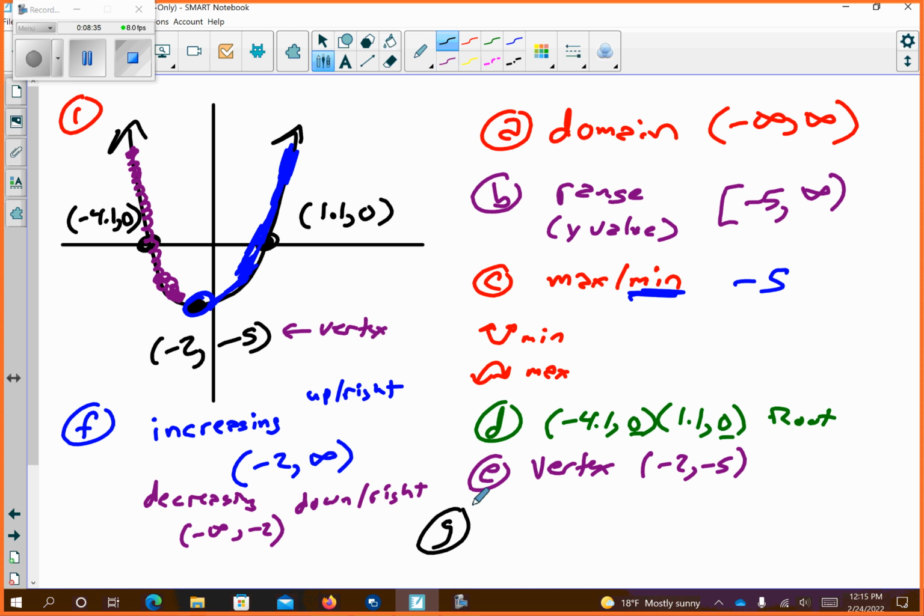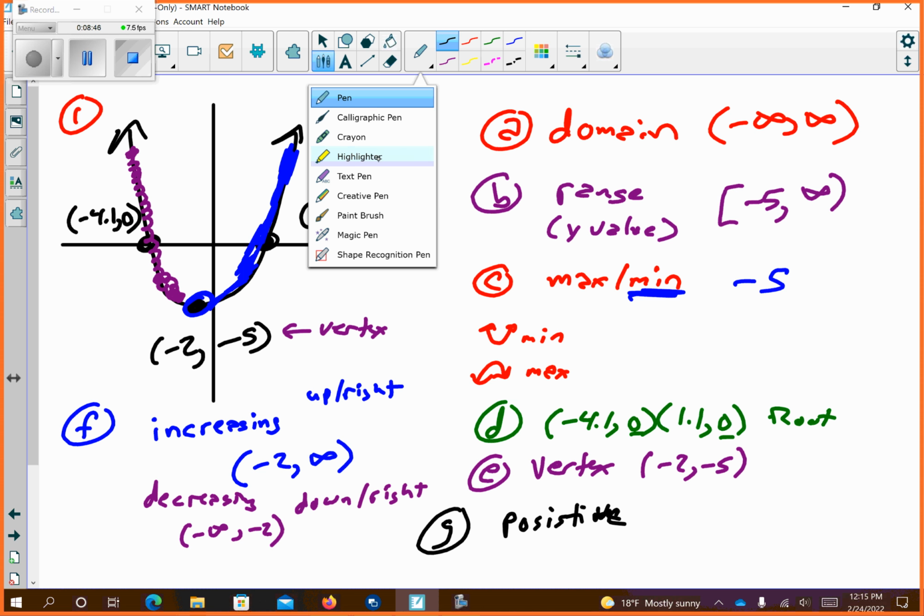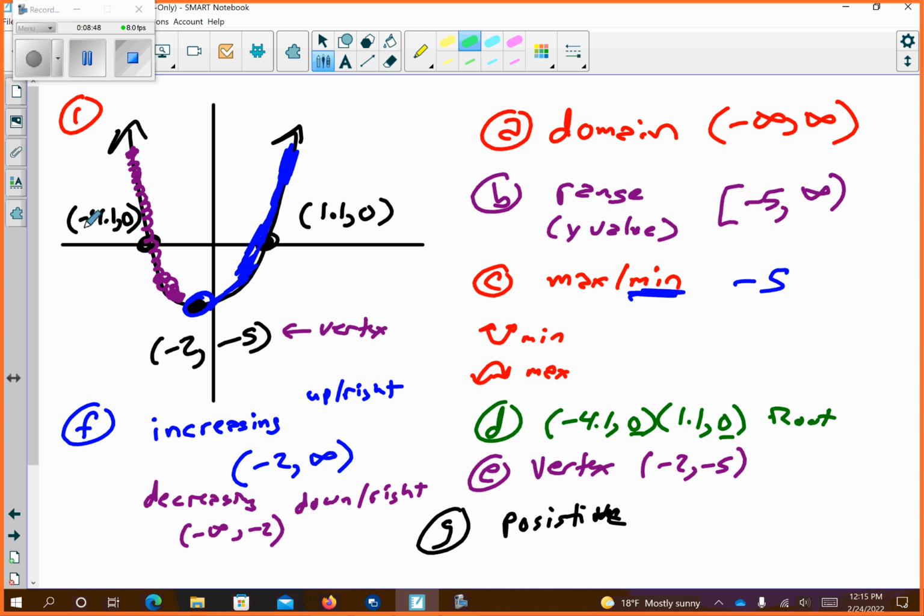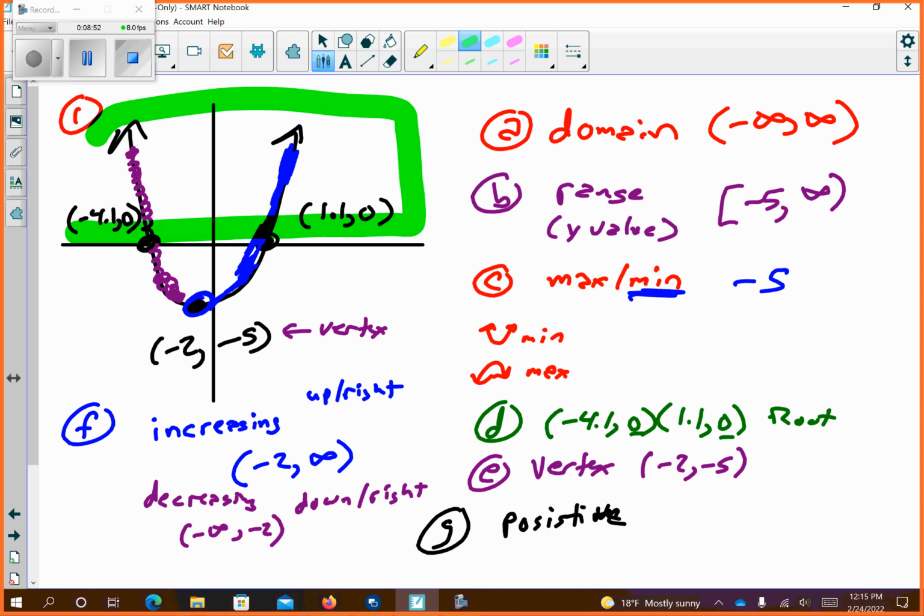And again, I know we have totally different language that we're using. We have a lot of vocabulary. But then this says, hey, where is our graph positive? And this gets tricky sometimes. You have to use your roots if you have them in order to answer this. This is positive anywhere above the x-axis. So in this green region above, there are two different locations where the graph is definitely above that, and there's one location where it's definitely below it.